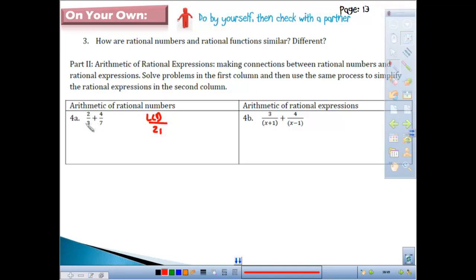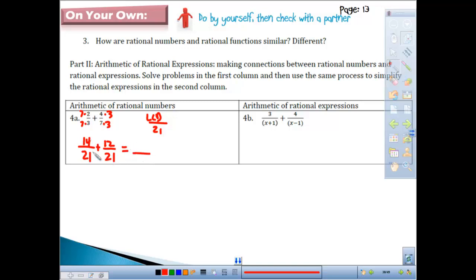So that means that 3 needs to be multiplied by 7, and so does the numerator. So then we have 7 times 2, that's going to be 14 over 21. And then over here, this has to be multiplied by 3, and this has to be multiplied by 3. So we have 12 over 21. Now that the denominators are the same, we can then just add the numerators.